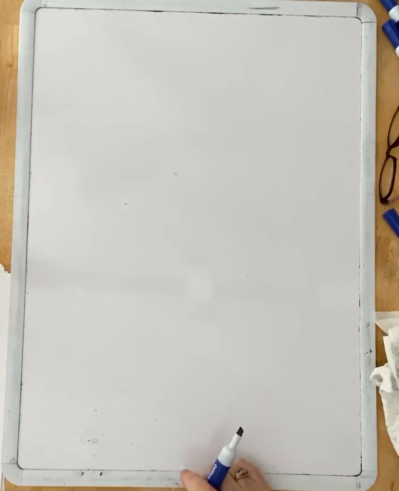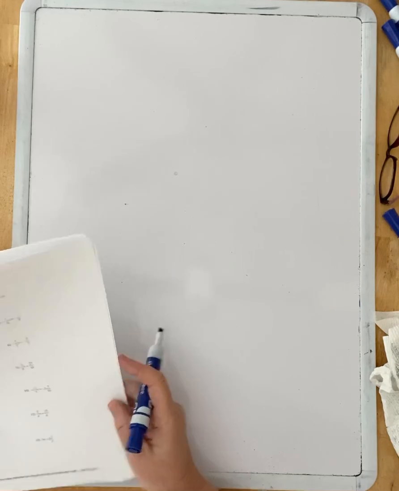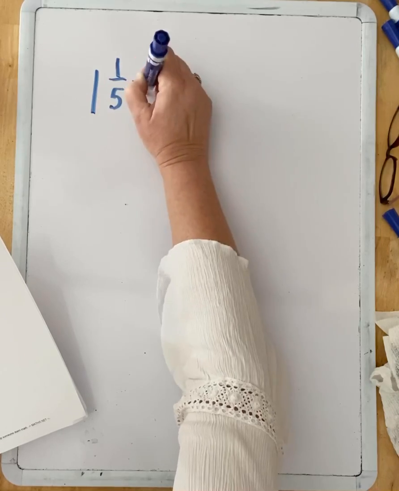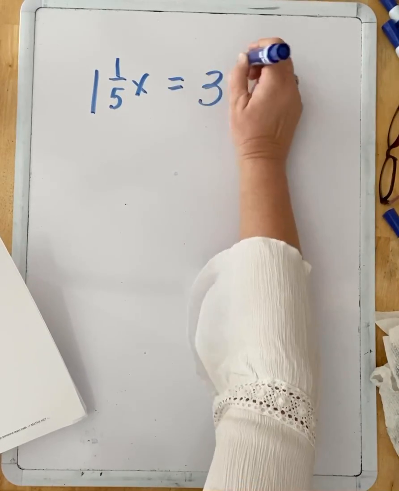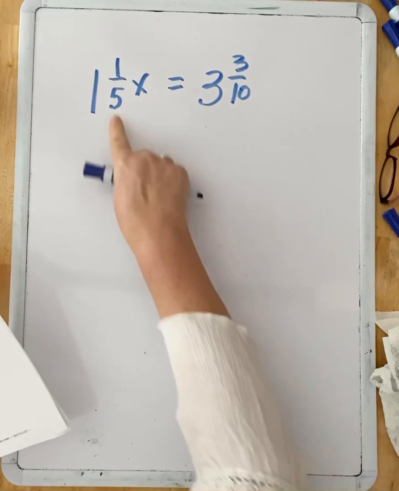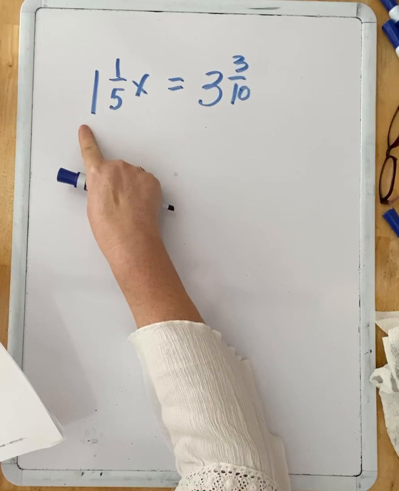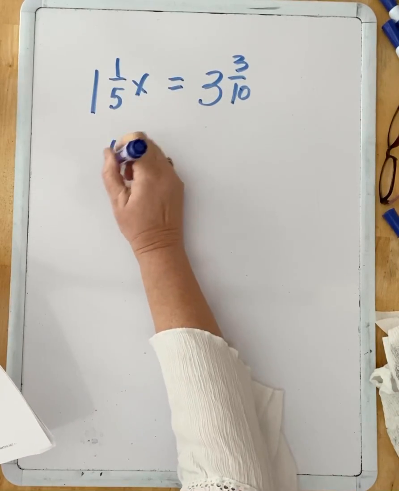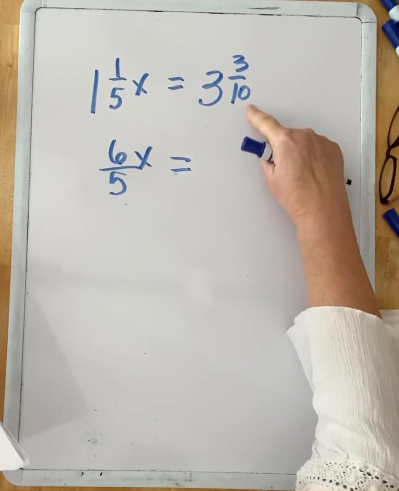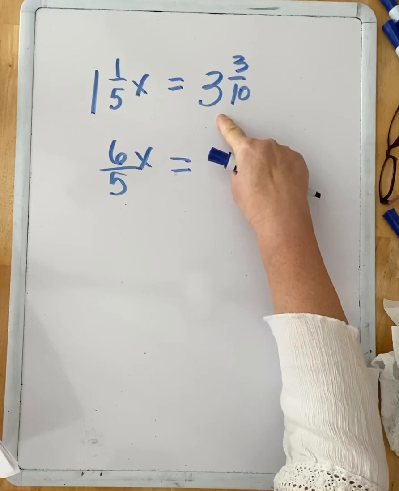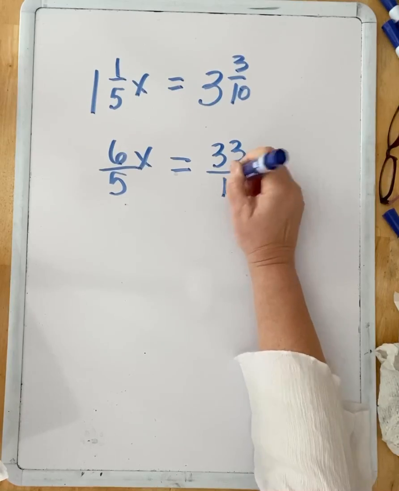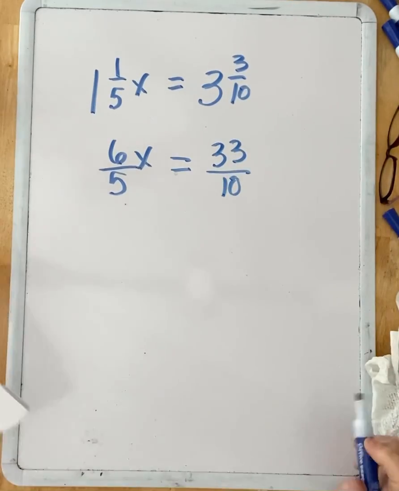All right, so let's do one with a mixed number. Here's one that has mixed numbers on both sides. So 1 1/5 x equals 3 3/10. First thing I need to do is change it into an improper fraction. So 5 times 1 is 5. 5 plus 1 is 6. So this gives me 6/5 x equals, then I have to do the same thing over here. 3 times 10 is 30. 30 plus 3 is 33. And then over 10, my denominator remains the same in both of those instances.